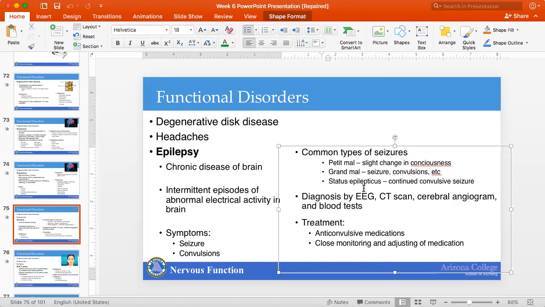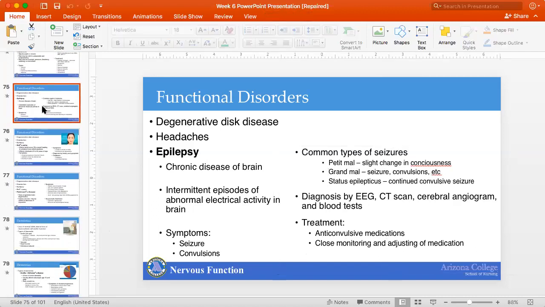Status epilepticus, continued convulsion seizure. Diagnosis would be by EEG, CT scan, cerebral angiogram, and blood test. And then treatment, you'd use anticonvulsive medications, close monitoring, and adjusting of medication if needed, if the medication itself was potentially causing it.